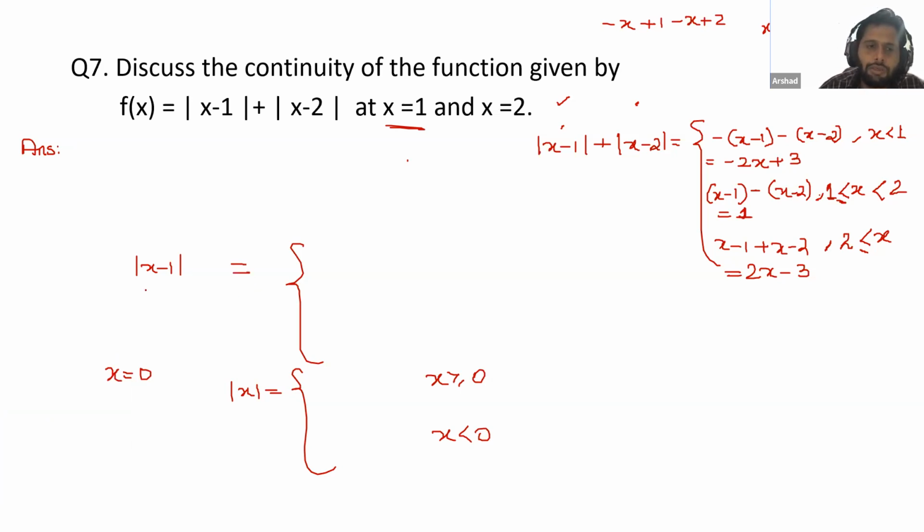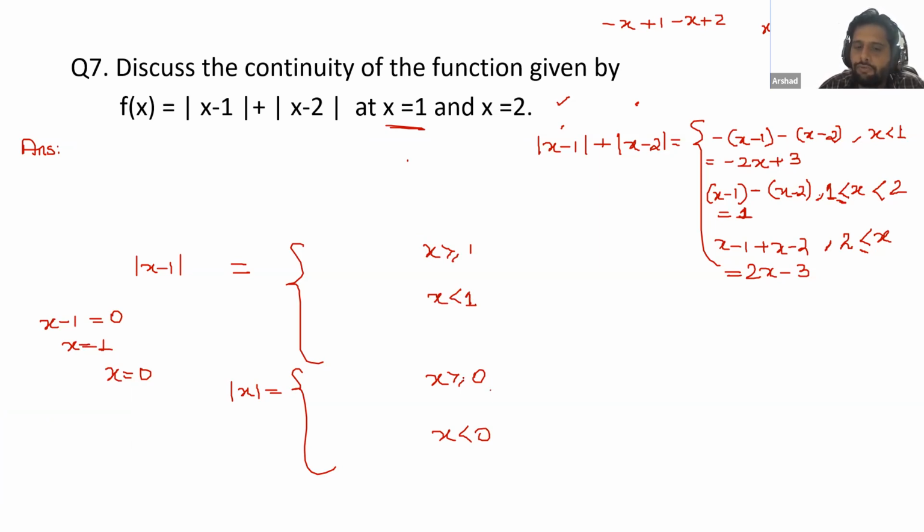Now, Nabil, we have this modulus x minus 1. If we need the reference point here, then we equate the expression inside the modulus with 0, so we will get 1. So here the reference point will not be 0. The reference point will be 1. This is the mistake which you have made in your question.